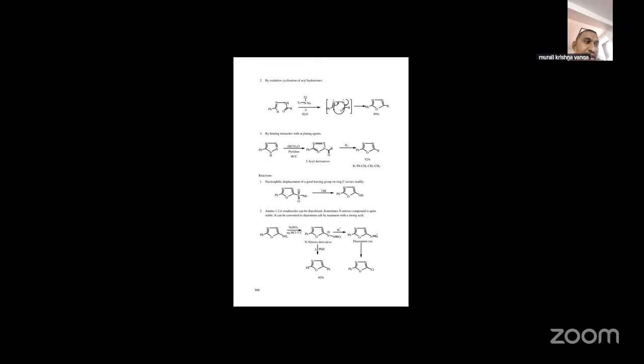By heating tetrazole with acyl reagent. 1,2,3 tetrazoles reacting with acyl derivative in presence of pyridine. 2-acyl derivative of tetrazole will be formed. This 2-acyl derivative of tetrazole undergoes loss of nitrogen gas, then 1,3,4 oxadiazole formation takes place.